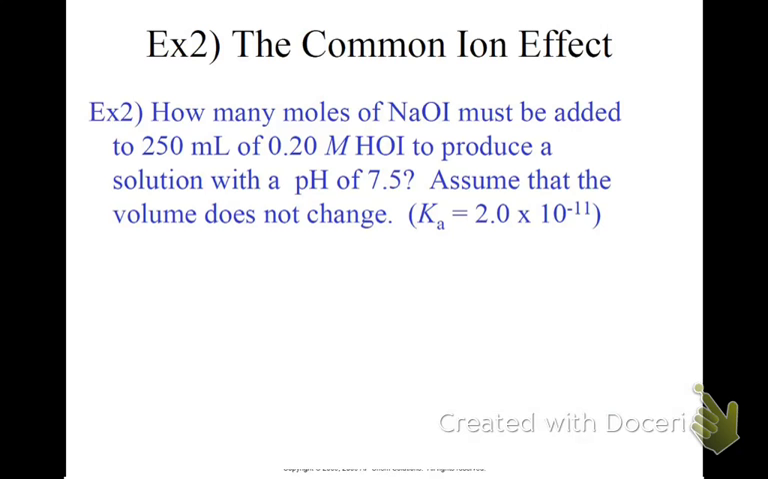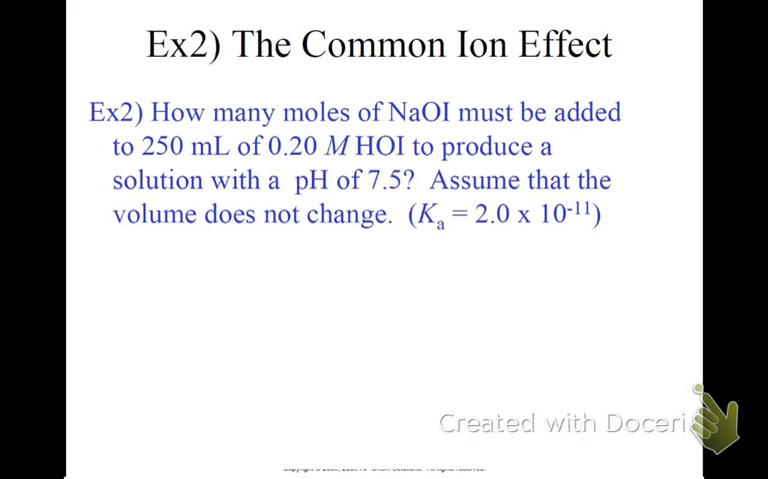Alright, let's do another example problem. This one's worded a bit different and it's actually solved a lot different. Same concept though of common ions. So how many moles of sodium hypoiodite, I'm going to mess up that name a lot during this video, must be added to 250 milliliters of 0.2 molar hypoiodous acid to produce a solution with a pH of 7.5? Let's assume that the volume does not change when we combine these.